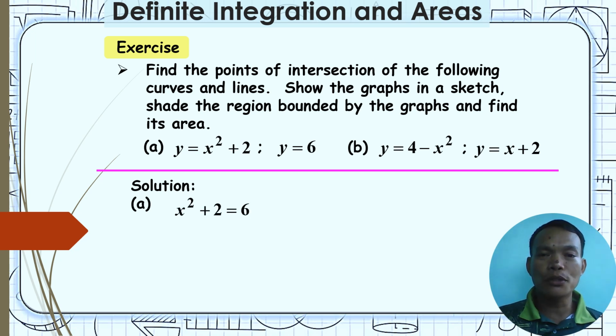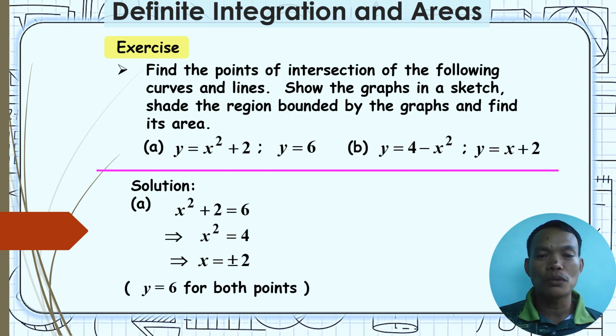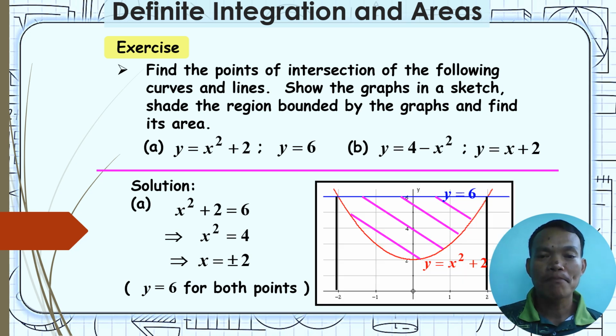x squared plus 2 equals 6. As we transpose the value 2, we have x squared equals 6 minus 2, which is x squared equals 4. Taking the square root of both sides, it gives us x equals plus and minus 2. So y equals 6 for both points. So we have here the illustration.